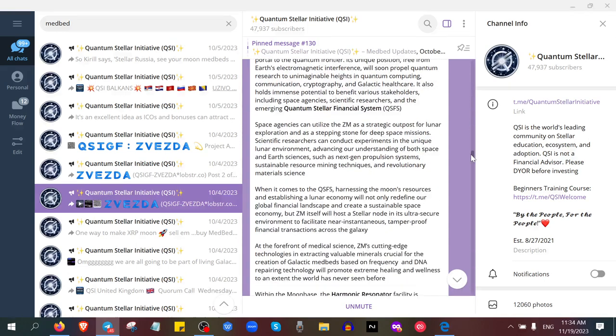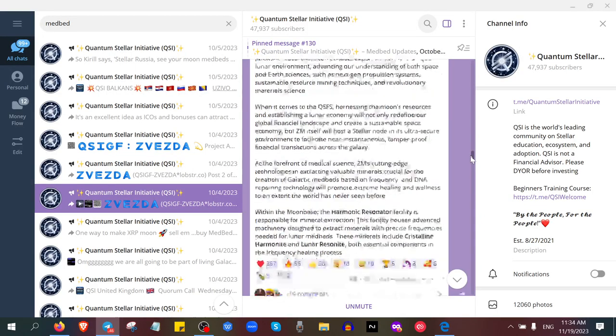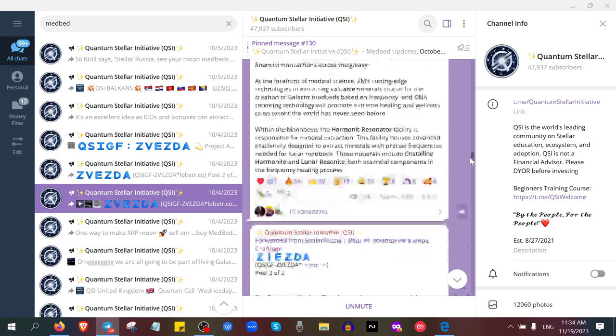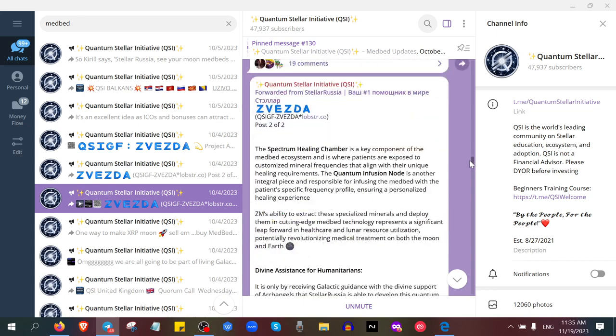I'm going to go straight to the benefits of what this bed does. If you want to check for yourself all the rest of the information, you can check in the Quantum Star Initiative group. The description goes as below. The Spectrum Healing Chamber is a key component of the MedBed ecosystem, and it is where patients are exposed to customized mineral frequencies that align with their unique healing requirements. The quantum infusion node is another integral piece, responsible for infusing the medbed with a patient-specific frequency profile, ensuring a personalized healing experience.